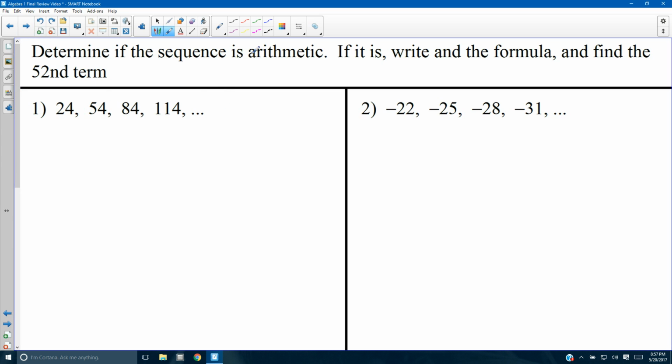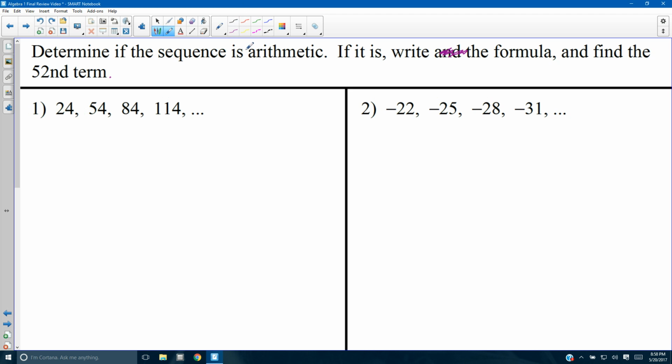Determine if the sequence is arithmetic. If it is, write the formula and find the 52nd term. Okay, so let's write the formula and find the 52nd term.